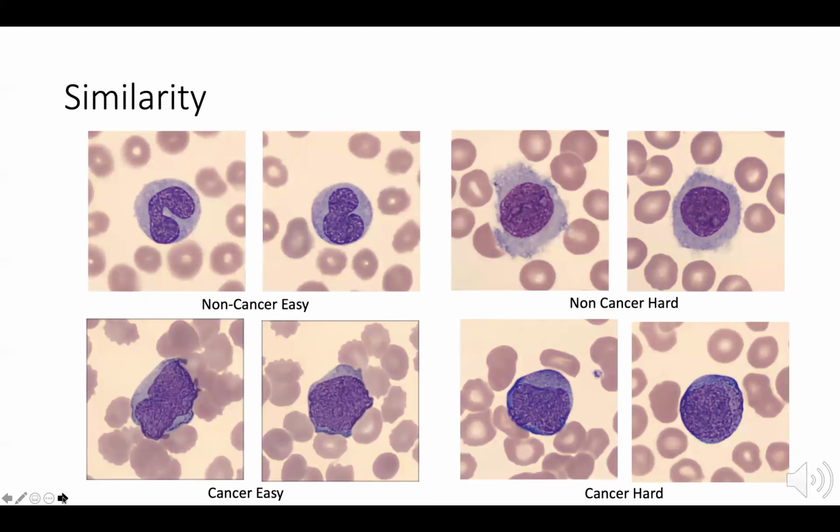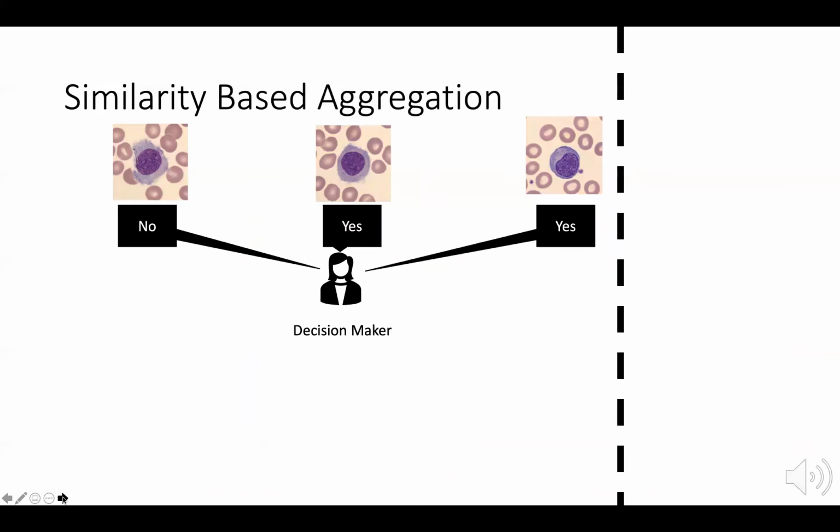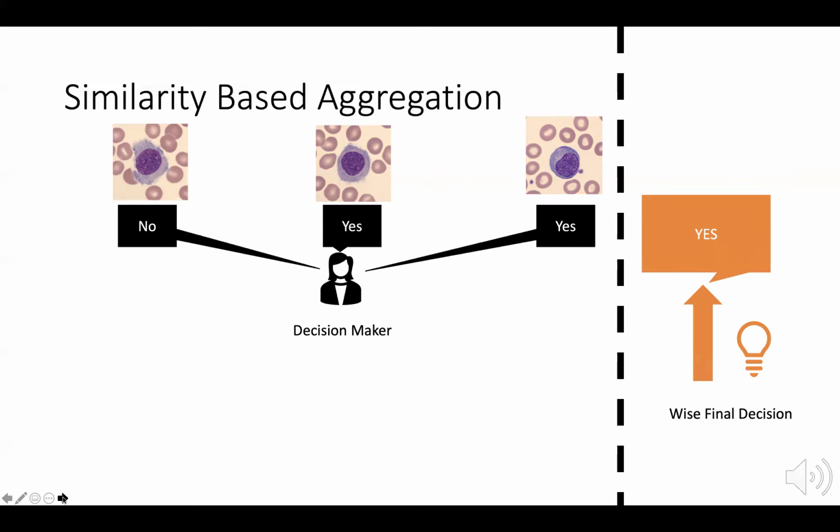Similarity. With medical images, we have this added power of looking at whether two images are similar to each other or not. These are, for example, pairs of images that, to a naive observer, seem similar. Similarity-based aggregation is based on the idea that decisions on similar cells can be aggregated together to form a more accurate final decision. So we've got a decision maker who's made a decision on this image. However, on similar images, the decision is different from the decision made on that cell. So the final decision on that cell might actually change based on the decisions on the similar images.